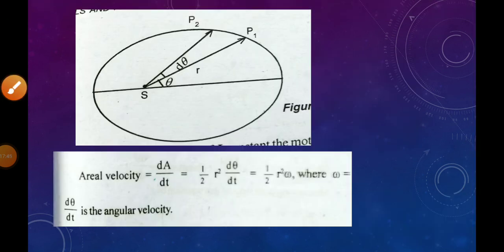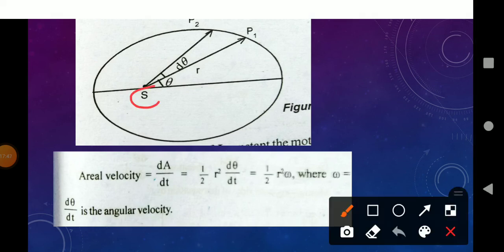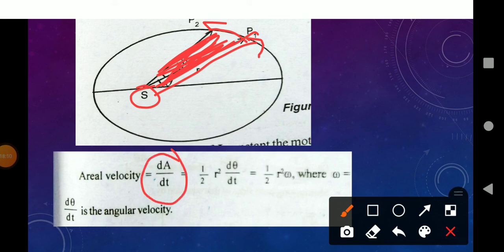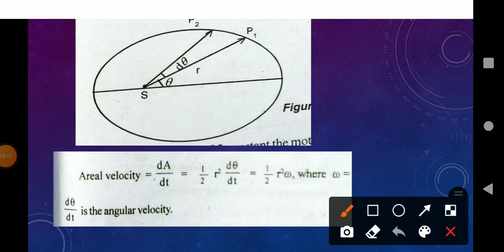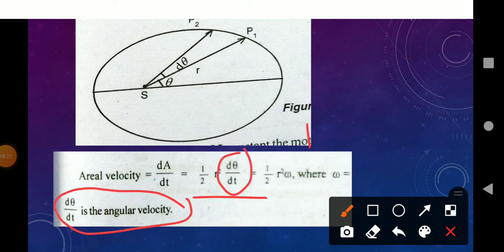Here I will show you: this is the sun, this is the planet. The planet moves from position p1 to p2, and let r be the radius vector. The radius vector drawn from the sun to the planet traces equal area in equal intervals of time, that is, the areal velocity dA/dt is constant. Taking the angle as dθ, we can write half r² dθ/dt, and dθ/dt is the angular velocity ω. So half r²ω equals dA/dt, the areal velocity, which is constant.